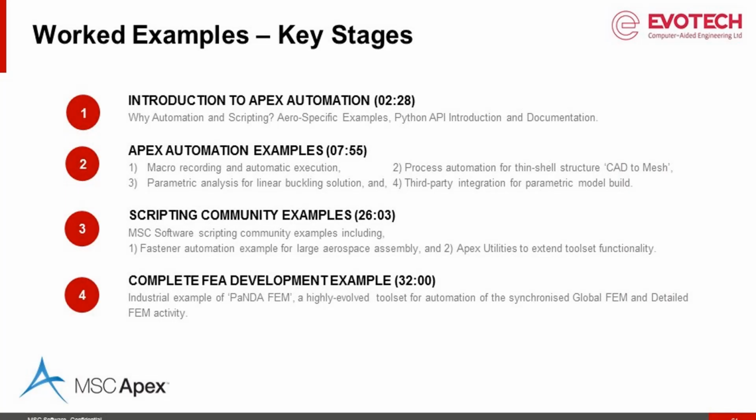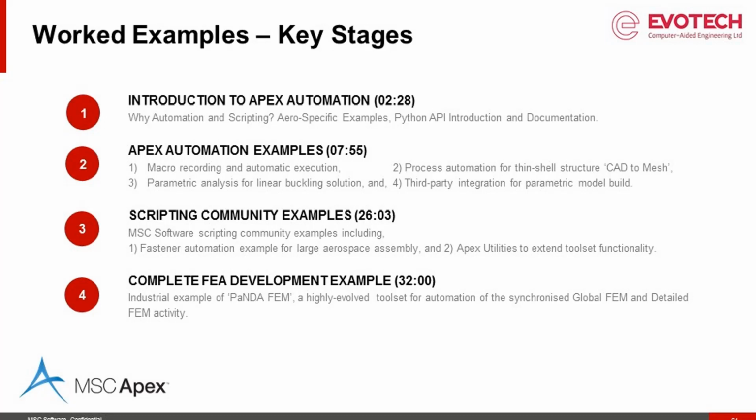In this presentation, we'll look at a number of worked examples broken down into 4 key stages. So stage number 1, an introduction to Apex automation. So we'll cover some brief slides looking at why would we bother with automation and scripting, some aero-specific examples, Python API introduction, and the documentation or embedded help within Apex to support scripting and automation.